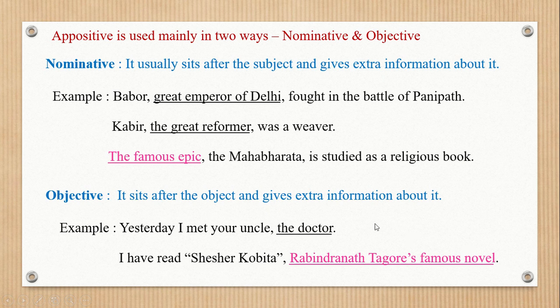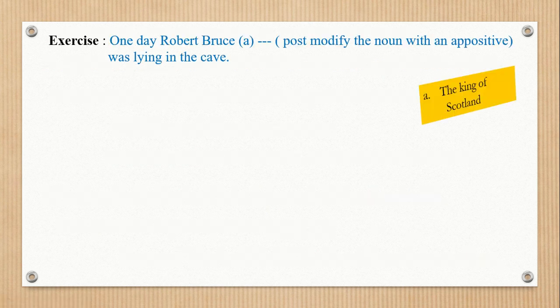Now let's see the exercise of this appositive. Look, one day Robert Bruce, post modify the noun with an appositive, was lying in the cave. All of you know about the story of Robert Bruce. So we know who is Robert Bruce, the King of Scotland. So the answer will be, one day Robert Bruce, the King of Scotland, was lying in the cave.